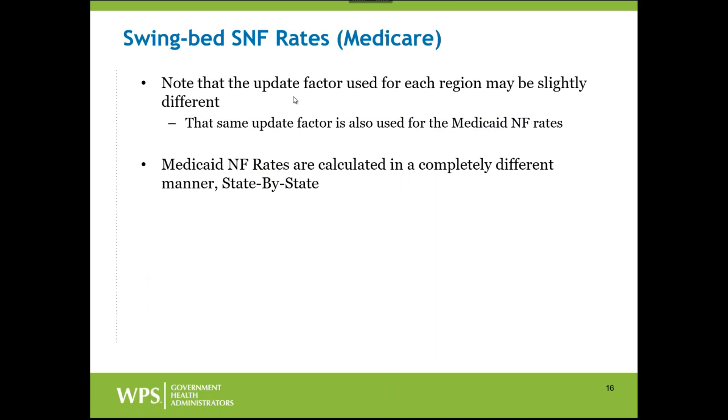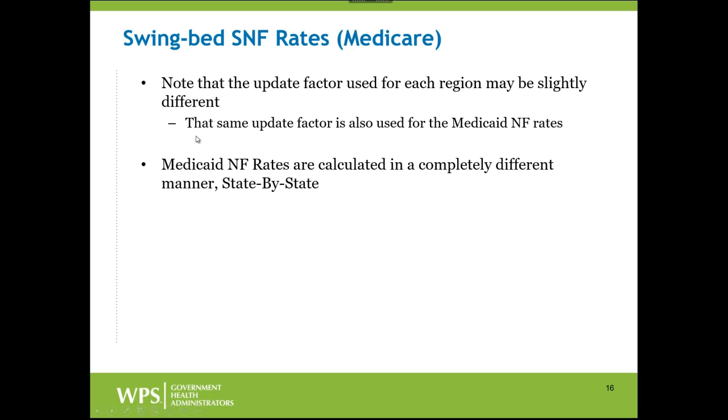Now, as we saw, the rates for each region were slightly different. It's based on the cost data throughout that region, the payment data throughout that region. Furthermore, the update factors used for each region might slightly differ. That's just, again, due to the fact that cost differs. The inflation of each region's costs just differs. Inflation's not the exact same throughout the entire country.